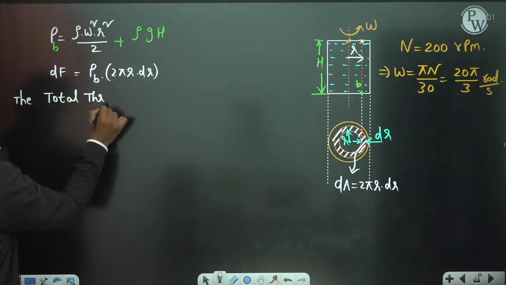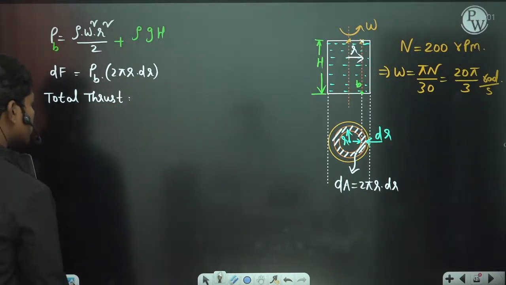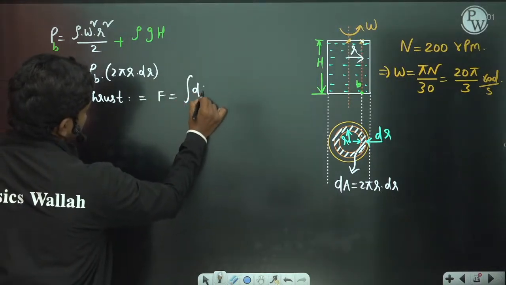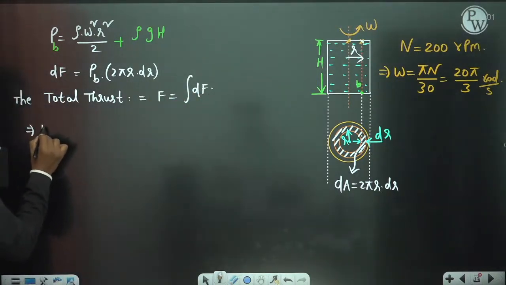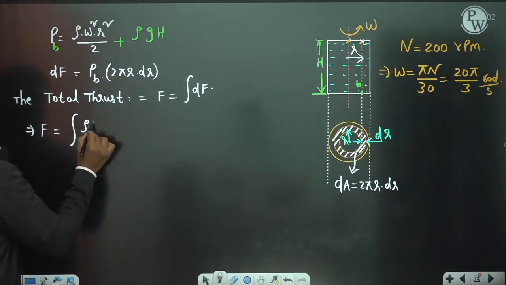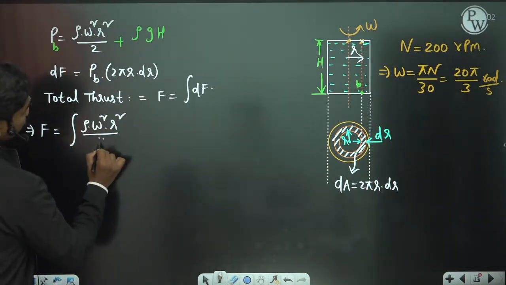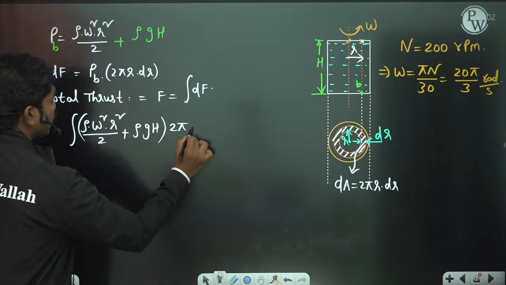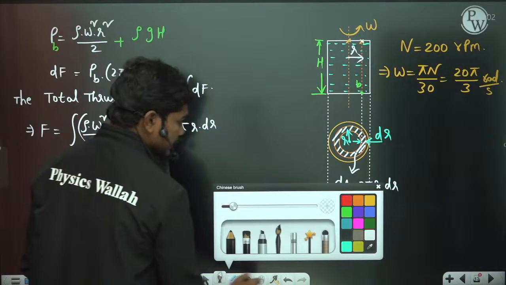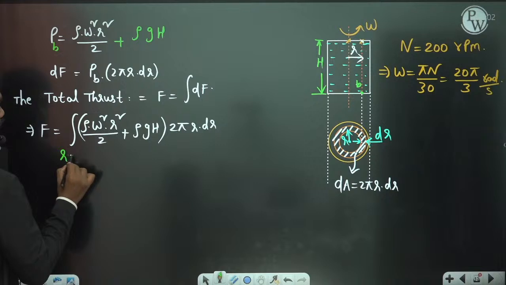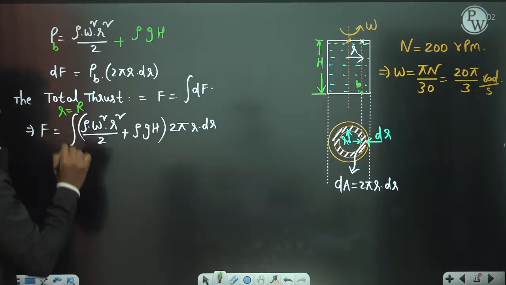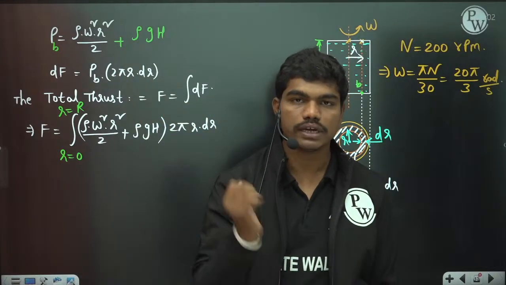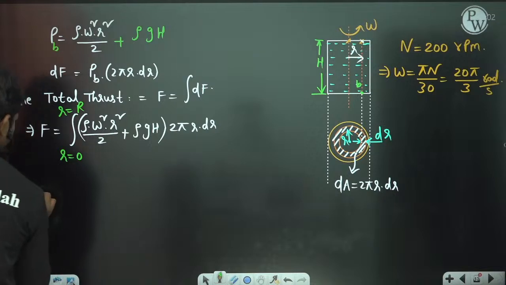The total thrust F is equal to the integration of dF. So F is the integral of p_B times 2 pi r dr. What is the expression for p_B? It is rho omega square r square by 2 plus rho gh. The radius changes from 0 to capital R, so those are the integration limits. This is how you calculate the total net vertical force acting on the base of the cylinder.